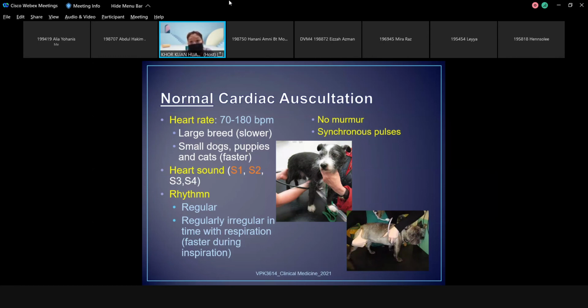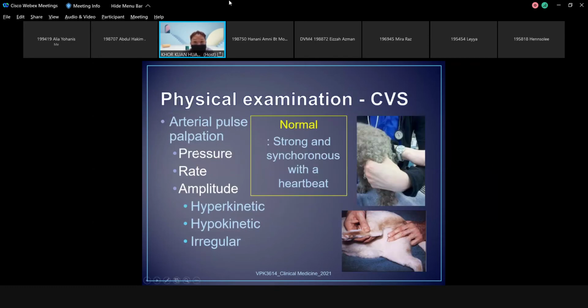And every pulse, when you feel the femoral pulse, there must be one beat of the heart rate. So it should be a synchronous beat. Synchronous beat means for every pulse that you get, you definitely get one heartbeat, and they are together, right? Okay, so how do we do that?